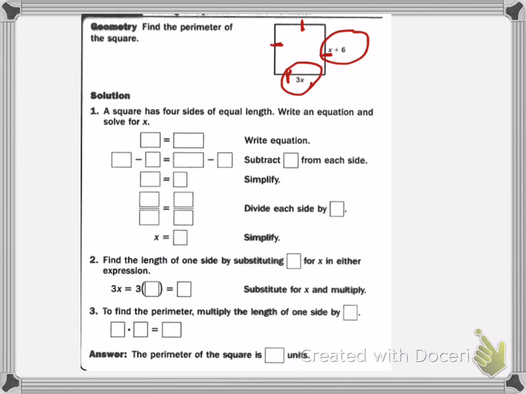So a square has 4 sides of equal length. That means we can write an equation setting those sides equal to each other. So 3x has to be the same as x plus 6. So we have an equation with variables on both sides.